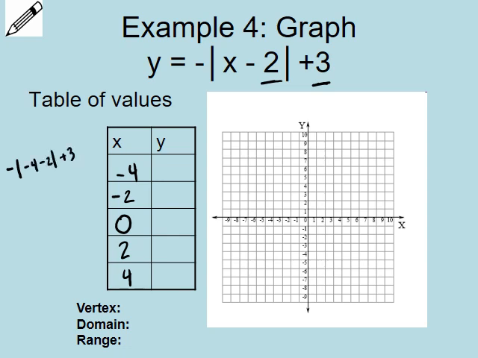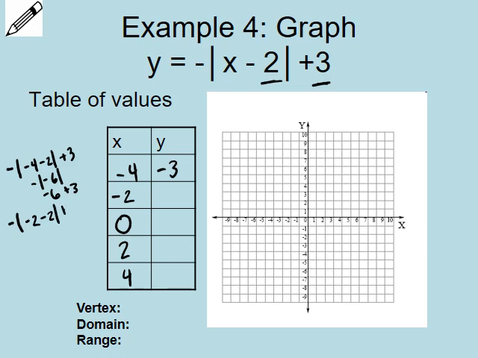All right, our first value, negative 4 minus 2 is negative 6. The absolute value of negative 6 is 6. But then I have that negative out front, which makes it negative 6 again. So try and keep track of all of those negatives. Negative 6 plus 3 gives me negative 3. Do the same thing. I'm not going to write all of these out, okay? But be very careful with those signs.